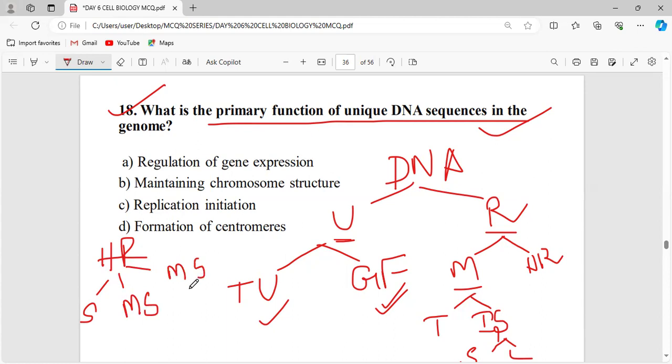And your duty is to know how many base pairs can be seen in each type of DNA, which is very, very important. In the case of moderately repetitive DNA, approximately 150 to 300 base pairs will be seen. In the case of highly repetitive DNA, we can find less than 10 base pairs. And this highly repetitive DNA makes up 11% of the human genome. Okay, are you clear?